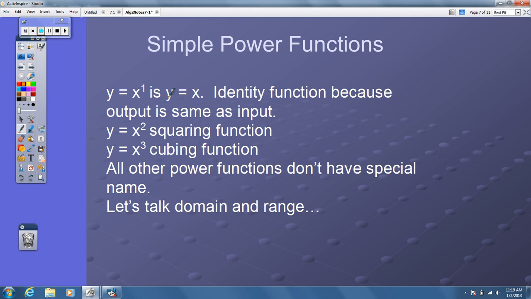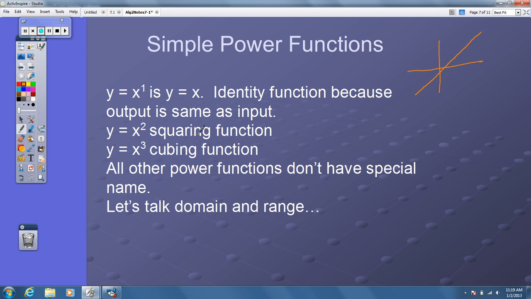X to the first is x, so y equals x. If you put something in, you're going to get the same thing out. This is called the identity function, because whatever you put in, the same thing comes out. If I made a t-table, it would look the same in both. The graph looks like a 45-degree line. Oh, that's horrible. But it's all the same.